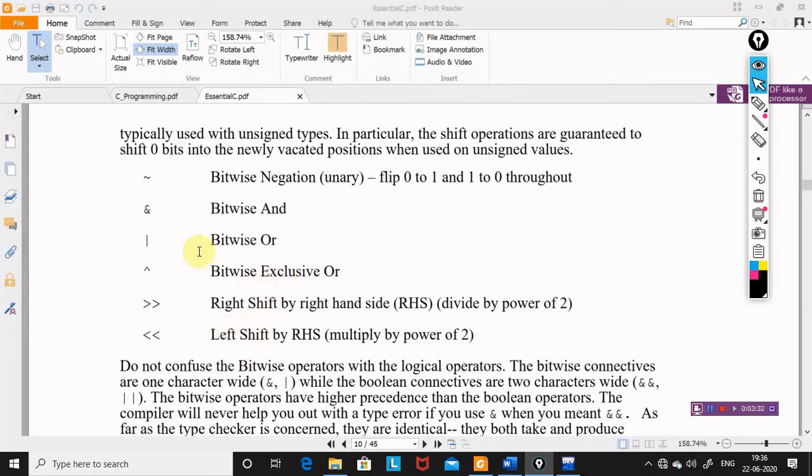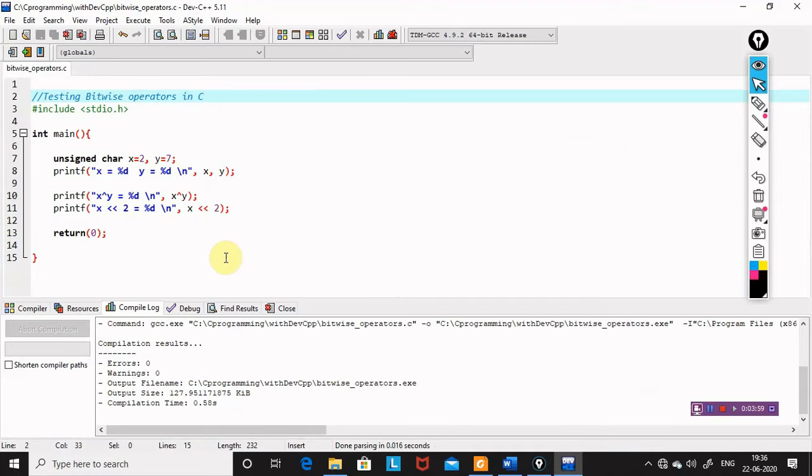Now, apart from the AND, OR, bitwise NOT, and the bitwise exclusive OR operators, we also have two other bitwise operators called the right shift and the left shift. So to understand these operators, we need to take the help of a program. So as before, we have already a program at our disposal. I have already written this out. So let's see what goes on in this program.